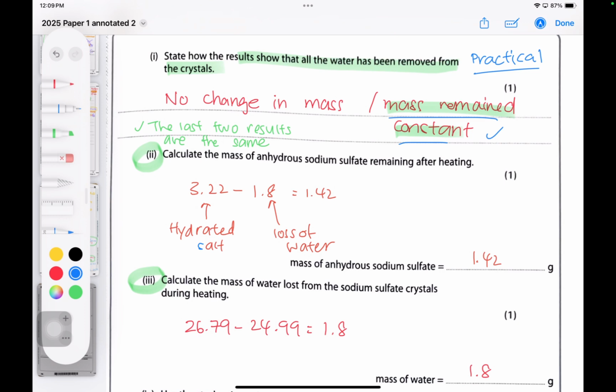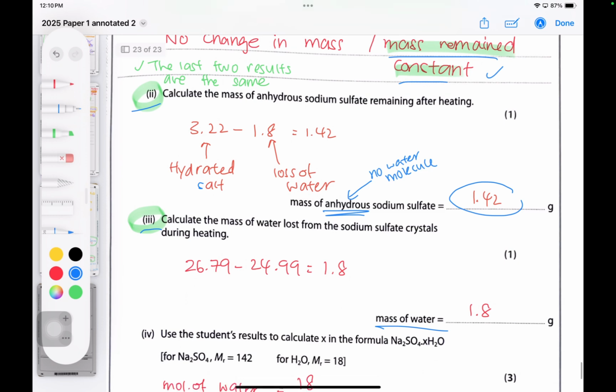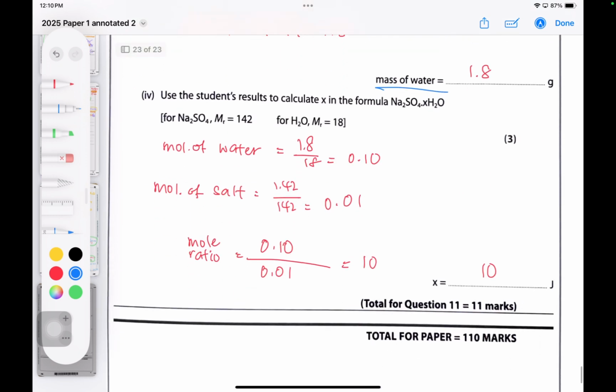Okay, so I'm not going to talk too much about point 2 and 3 because we have mentioned earlier on how we calculate the mass of the anhydrous. Anhydrous means no water molecule, no water molecule left, and then the mass of water, we have mentioned it earlier. The last 3 marks here is to calculate the X value in this formula.